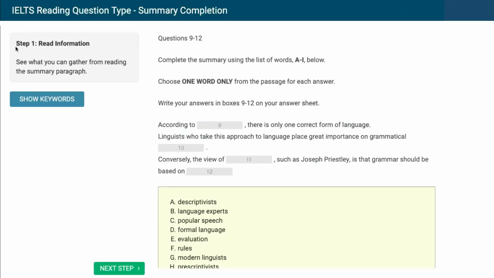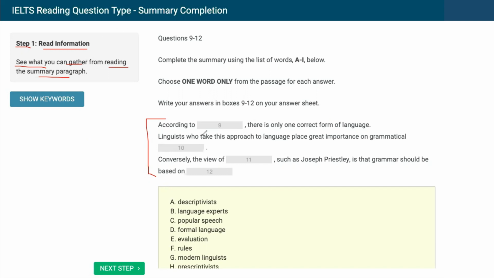Okay, so we have our step 1, read information. We're going to read the information in the summary that we were provided with right here on the right-hand side. Also, we'll take a look at our answer options just so that we see the type of words. We'll do this more in step 2. For now, let's just read the information and see what we can gather from reading the summary paragraph. So we're looking for themes, ideas; this will be sort of a preview of what we will be reading.